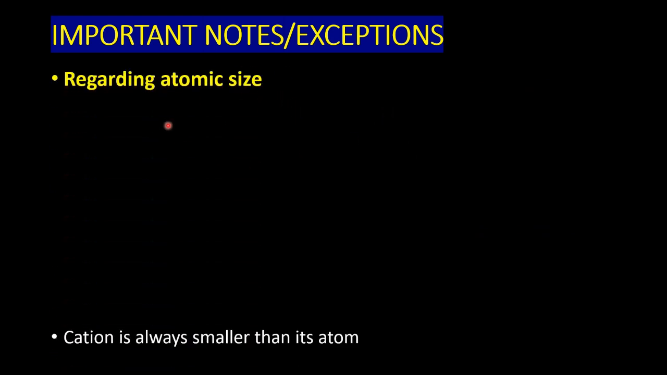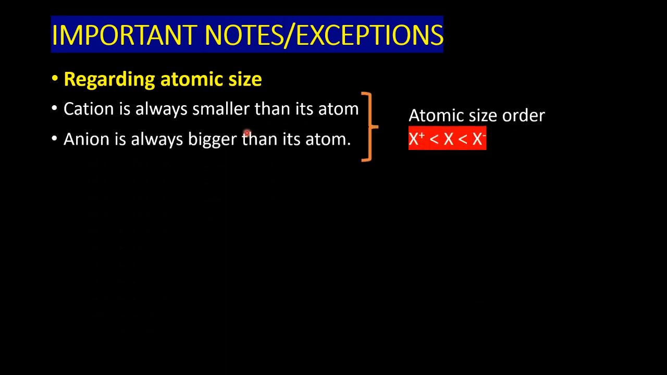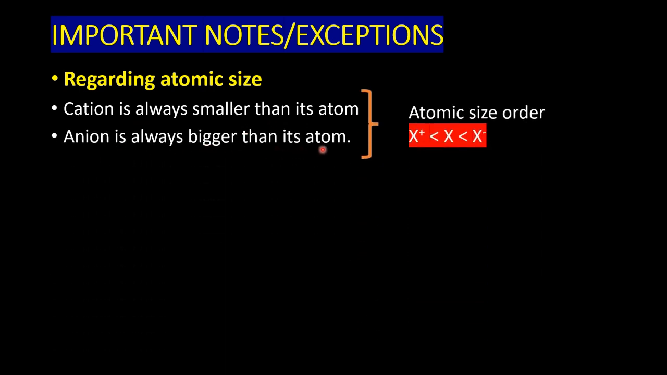So, important notes and some exceptions. Regarding the atomic size, you have to remember that cation is always smaller than its atom, and anion is always bigger than its atom. So atomic size order: X plus is smaller than X, which is smaller than X minus.